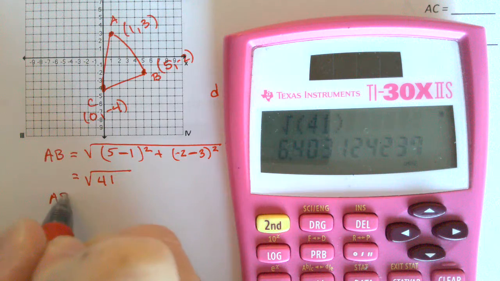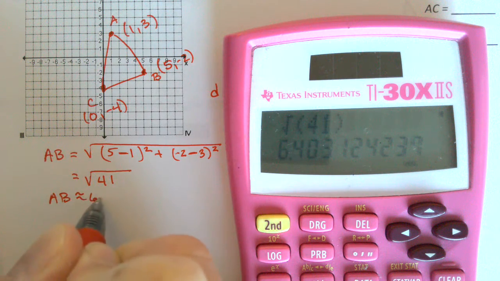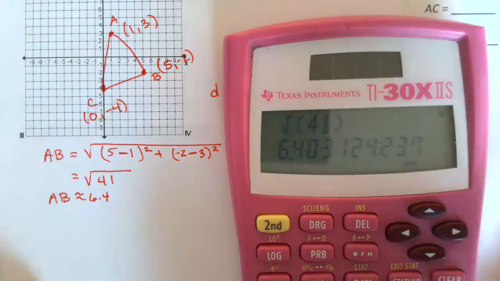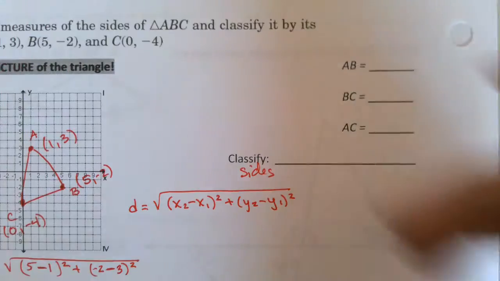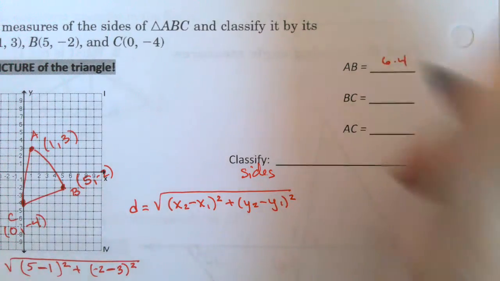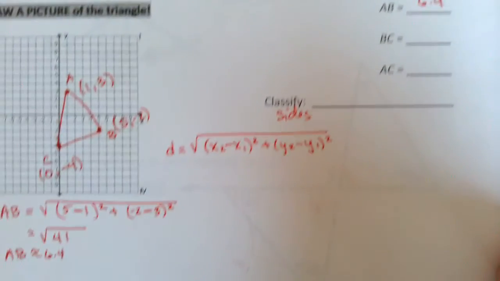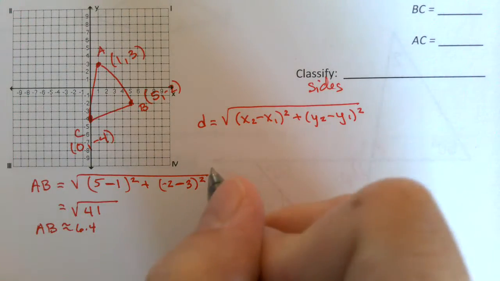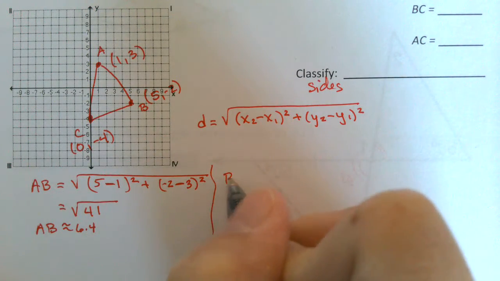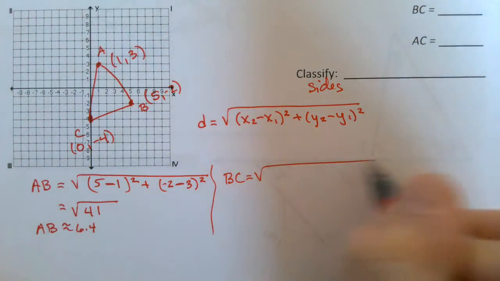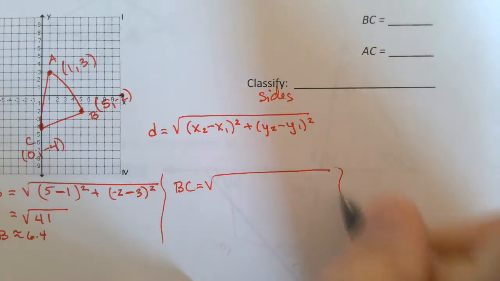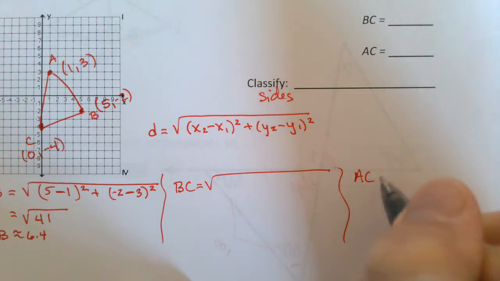So AB is approximately 6.4. So I'll transfer that AB over here as 6.4. Now, I'm going to let you do some of the other ones, but you now need to find the length of BC. So template that. You now need to find the length of AC.